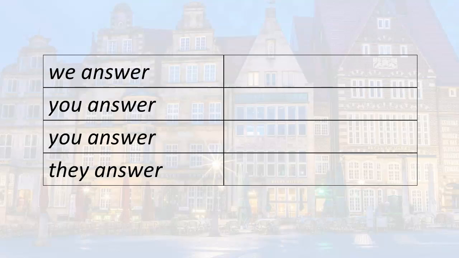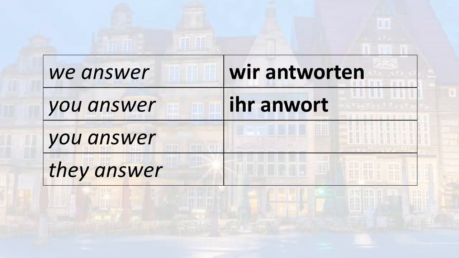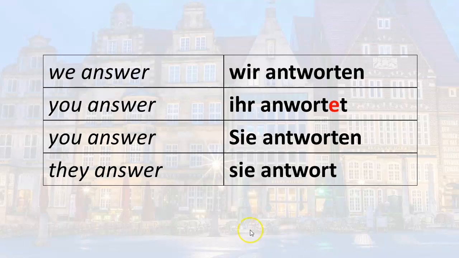For the plural forms, we answer. Wir antworten. You answer. This is the ihr. Ihr antwortet. You answer, again with the Sie. This is the plural one. Sie antworten. And finally, they answer with the lowercase s on the Sie. Sie antworten.